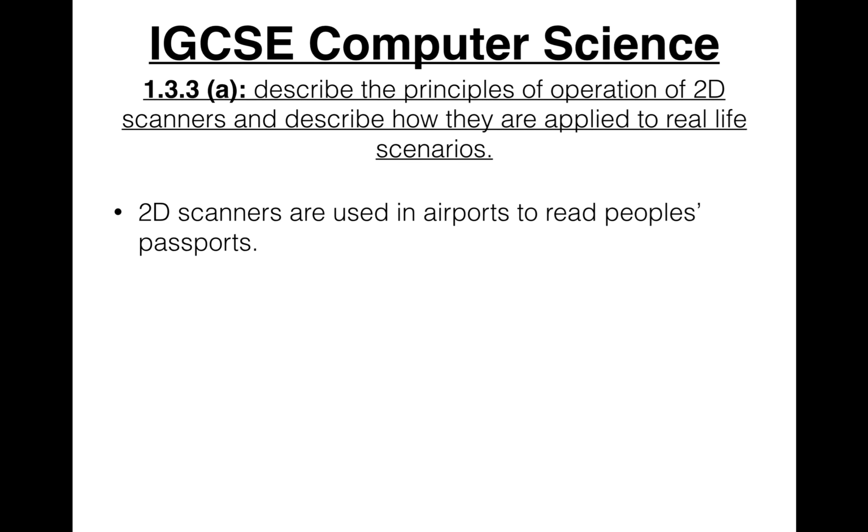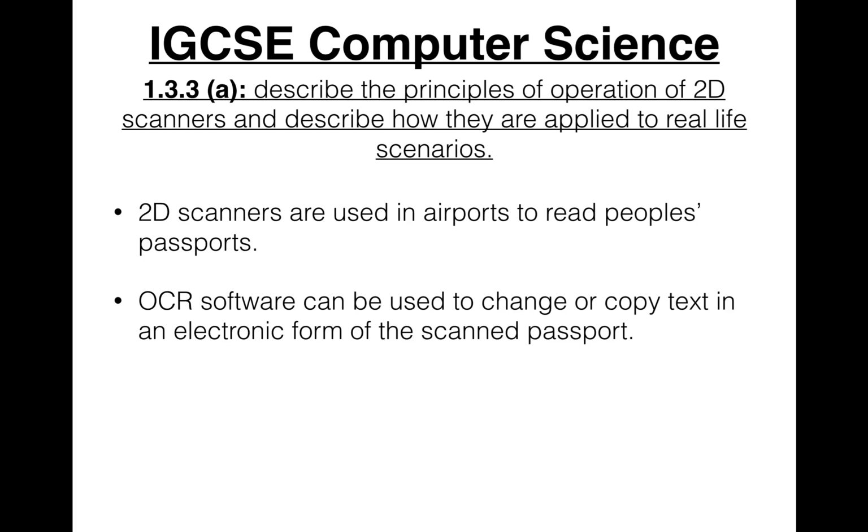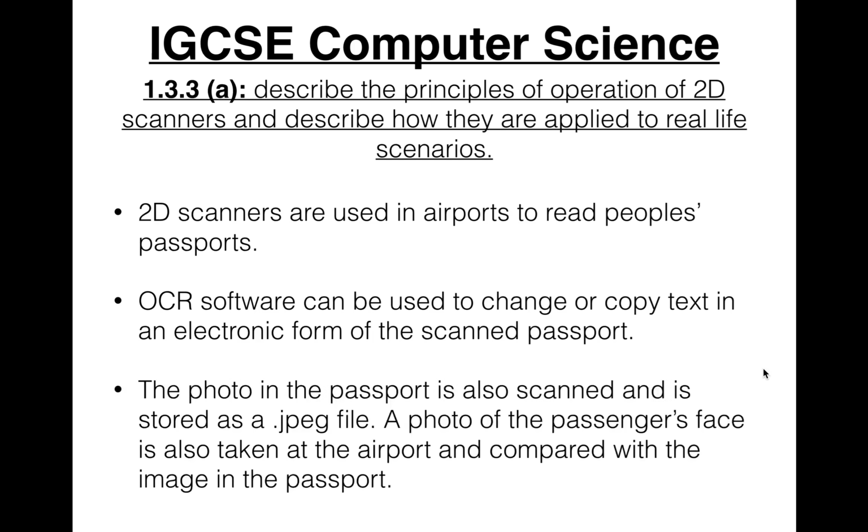So here, let's look at the uses of 2D scanners. As said, they can be used in airports to read people's passports. OCR software can be used to change or copy text in an electronic form of the scanned passport. The photo in the passport is also scanned and is stored as a JPEG file, although not necessarily only a JPEG file, just an example. A photo of the passenger's face is also taken at the airport, and it's compared with the image in the passport.